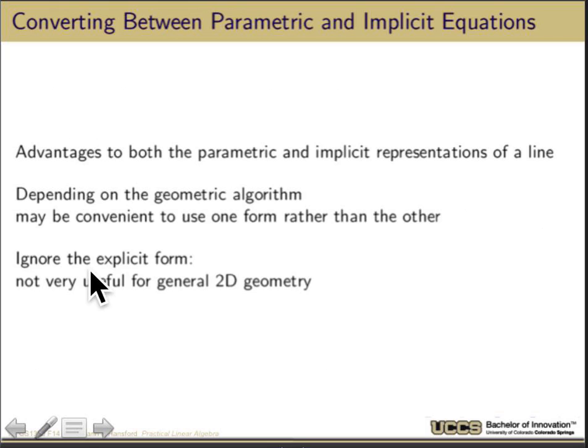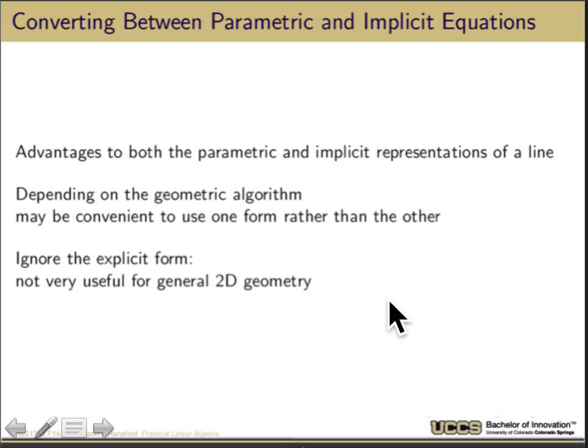Okay, since the two we're most interested in are parametric and implicit, parametric lets us generate points on the line. Implicit lets us test whether or not you're on the line or what side of the line you're on. And so depending on what algorithm we're trying to do, it may be convenient to convert between one or the other. Make sure you understand. We already showed an example of how to convert from parametric to implicit. You'll usually be able to go both ways. And as I said, we'll ignore the explicit form because it's not very useful for general 2D geometry.